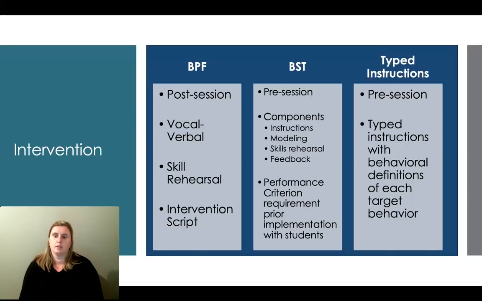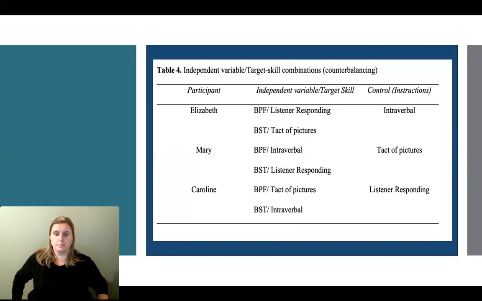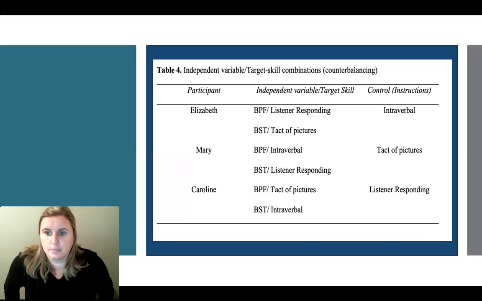And as a control measure, we also compared the effectiveness of simply typed instructions, which were delivered pre-session. This was a document with specific behavioral definitions of each of the steps in each of the errorless teaching sequences. And again, this specific strategy was used as a control measure in our study. There was counterbalancing due to design recommendations.